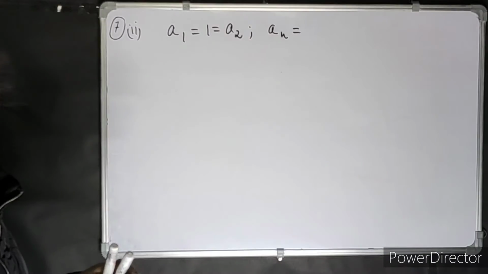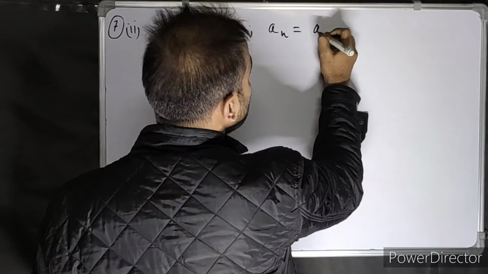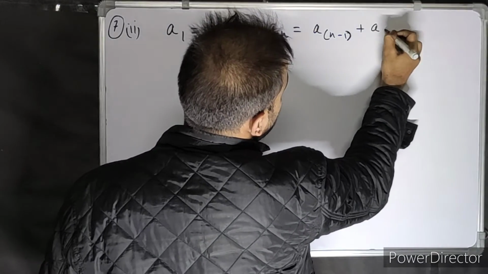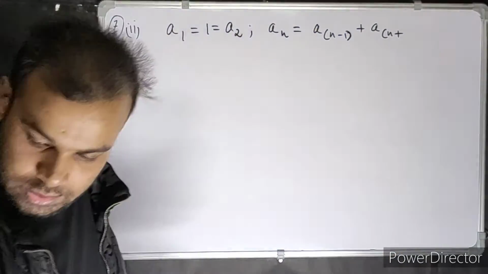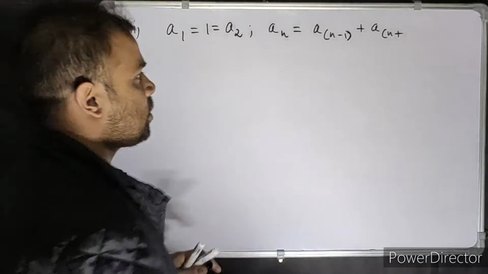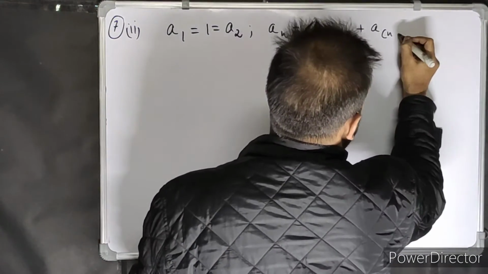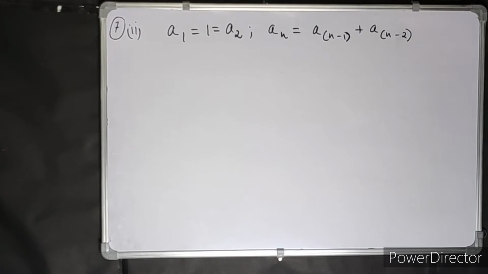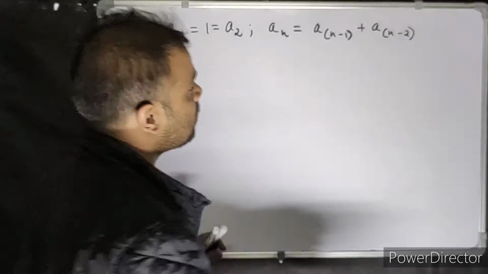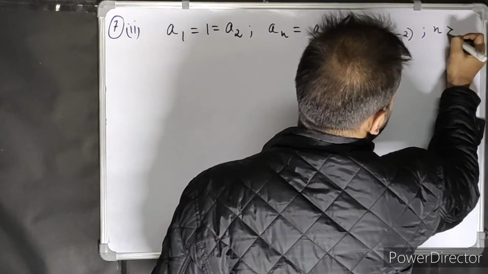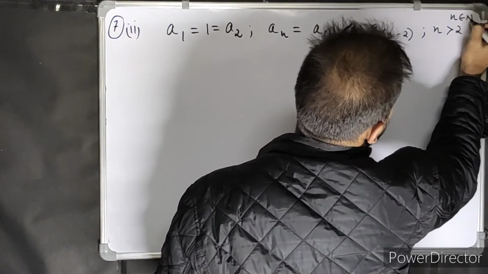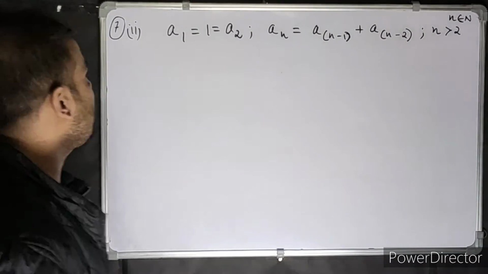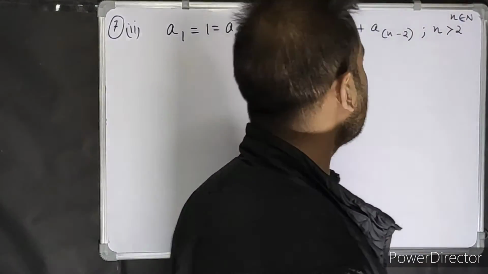Then it's given as a_n = a_(n-1) + a_(n-2), for n greater than 2. This is the Fibonacci series. And of course, in every question you will write n belongs to natural numbers, even if it's not given, you write it. So you have to find the first 5 terms.